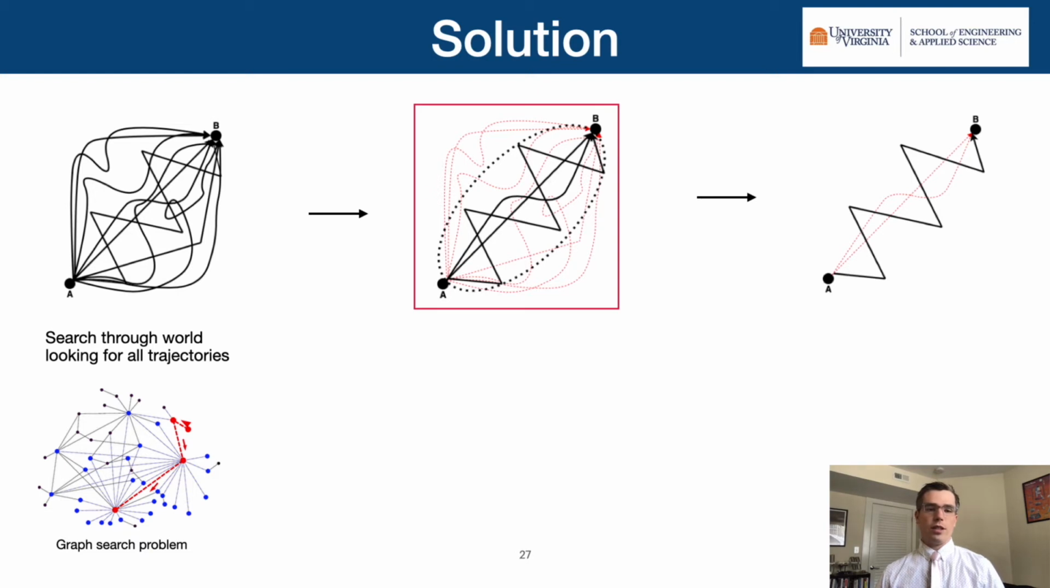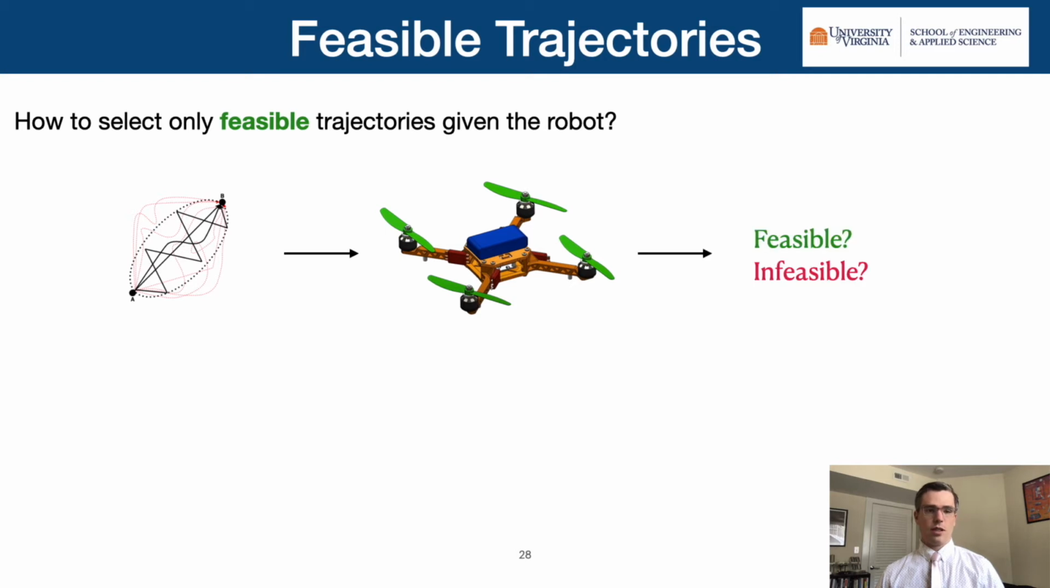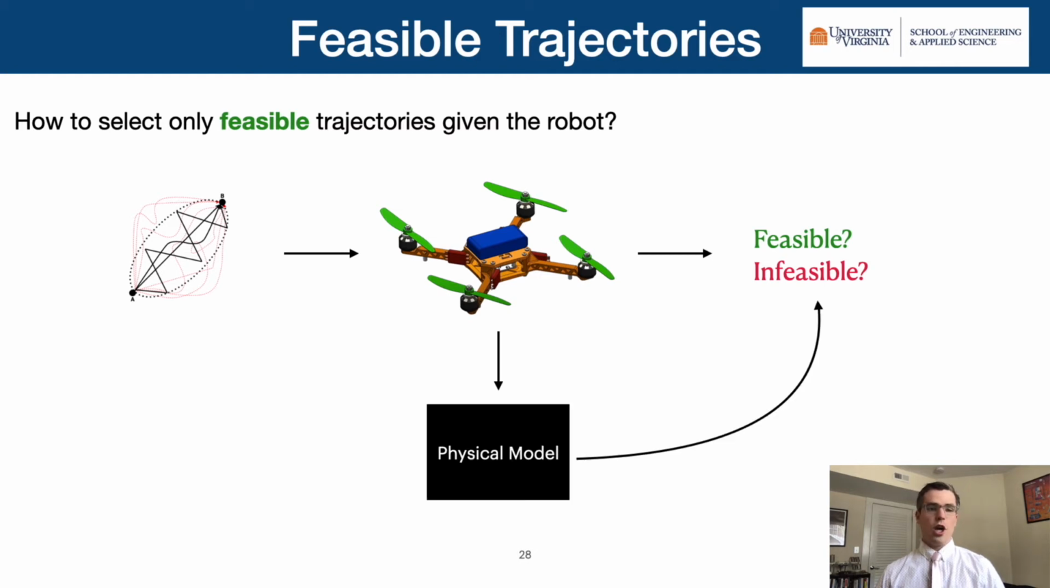Next, we need to find a way to identify the physically feasible trajectories. This is a tricky question. We need to be able to identify whether the robot can physically achieve a trajectory before we execute that said trajectory. The key to solving this problem, or the secret sauce for this problem, was the realization that by incorporating the physical model into the generation process, we could compute how we expect the robot to behave. Let me expand on this.